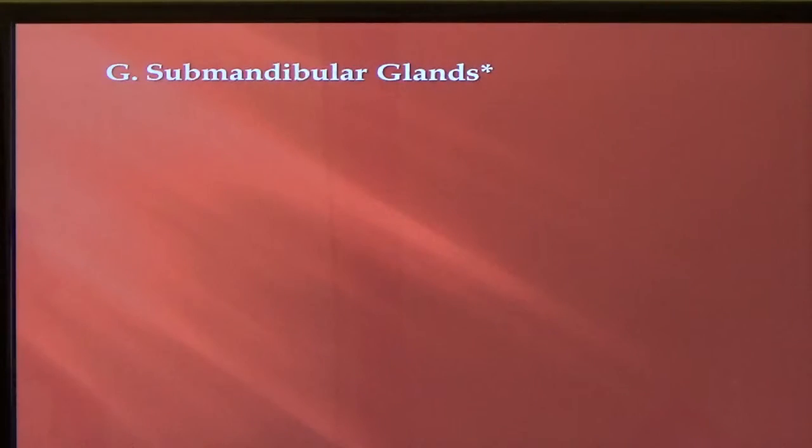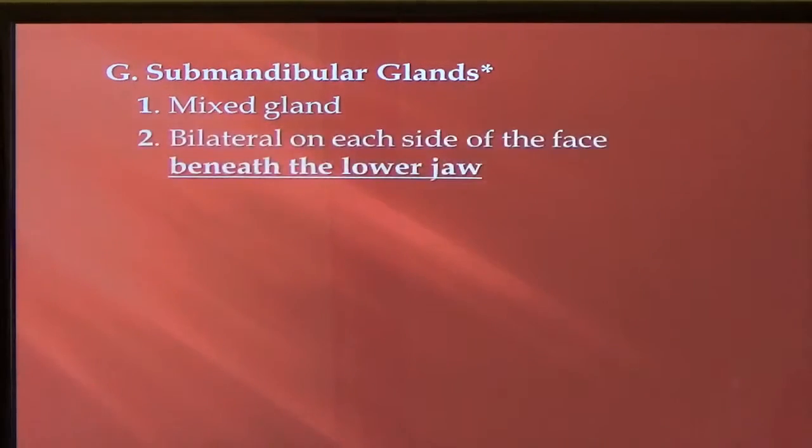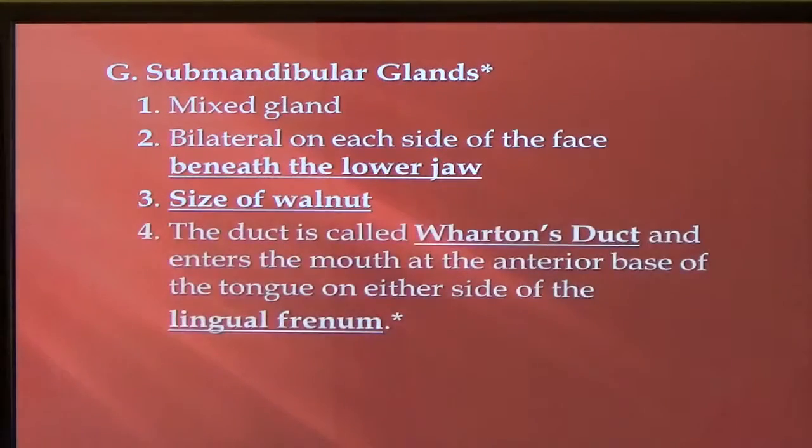Submandibular glands, again below the mandible. These are a mixed gland. They're bilateral, so they're on each side beneath the lower jaw, and the key is that they're the size of a walnut. So if you go down here, you'll feel those glands underneath your lower jaw right here. Okay, the duct is called the Wharton's duct and enters the mouth at the anterior base of the tongue on either side of the lingual frenum.